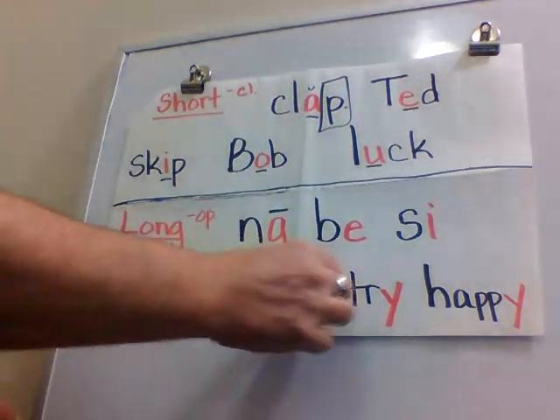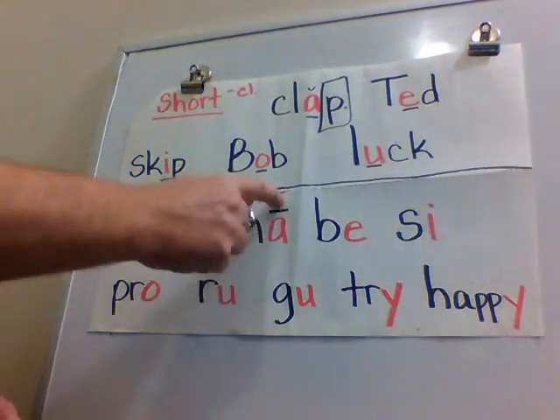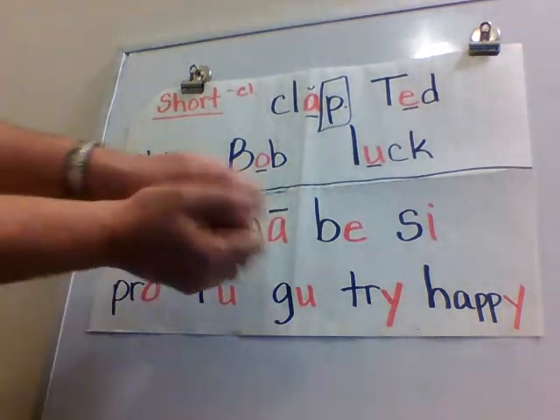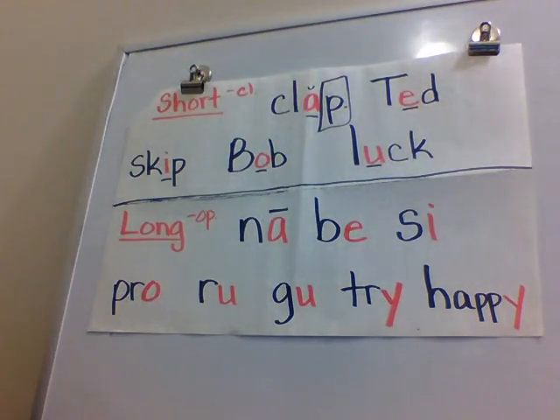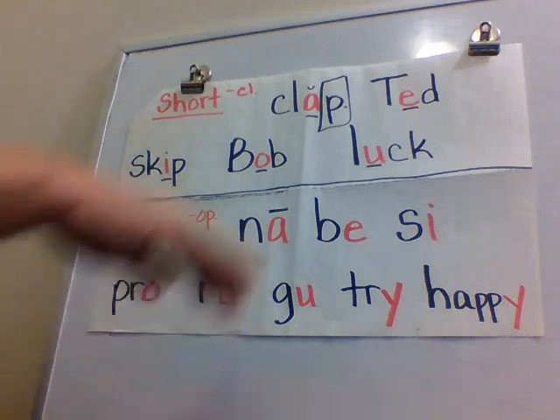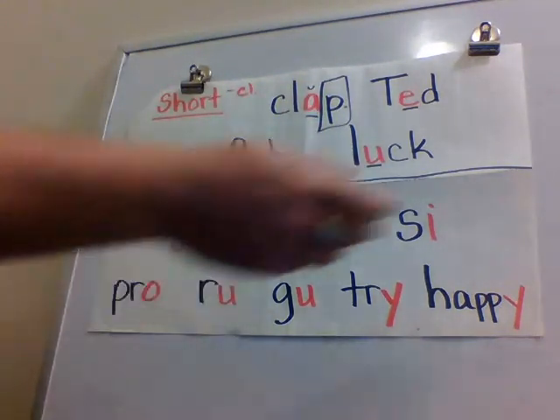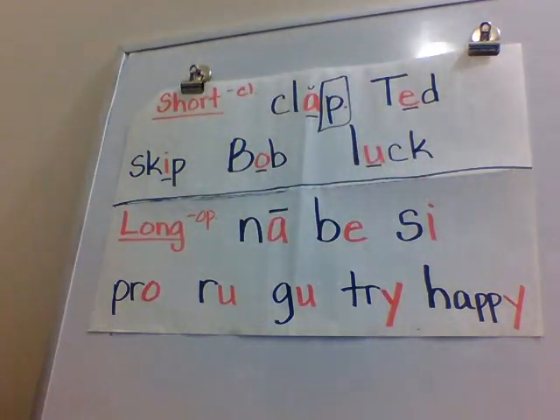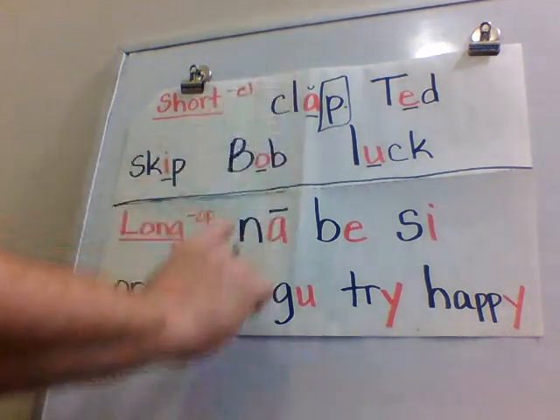Now the vowel is at the end, where it is so excited to be free, it runs out that open door and shouts out its name and makes a long sound on its own. It doesn't need help from another vowel. It's free at the end and can say its name and belong on its own. So let's read these with long vowel sounds.